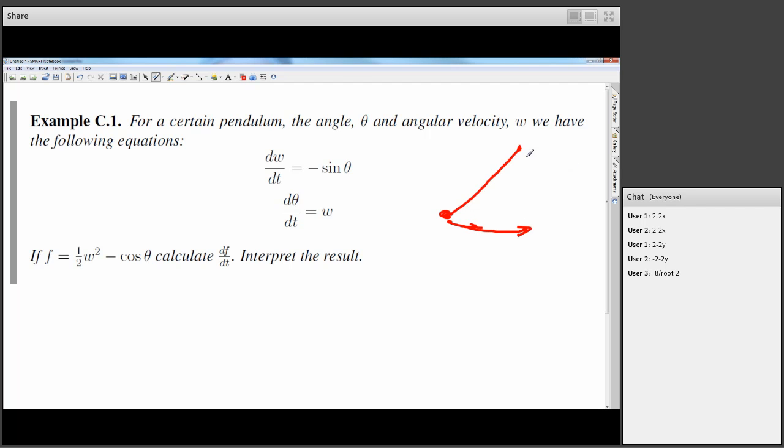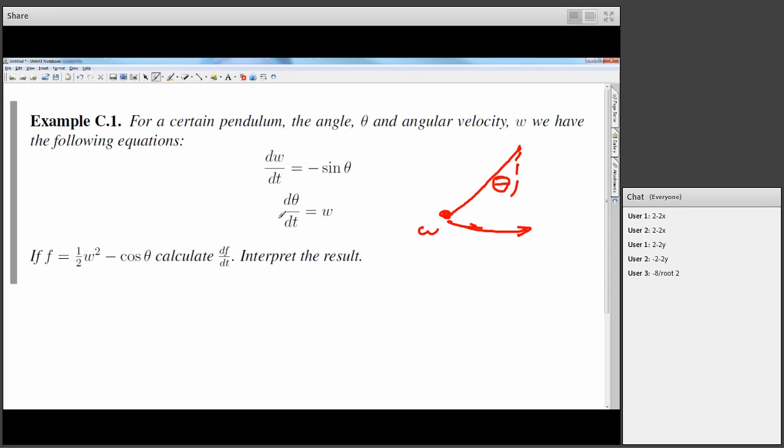If the angle between the string and the vertical is theta, and the angular velocity, which we normally write as omega, is w, then you can work out that the rate of change of this angular velocity, i.e. the angular acceleration, is minus sine theta in general, and d theta dt is the angular velocity. So these are the formulas.